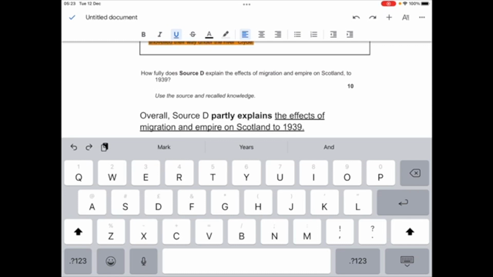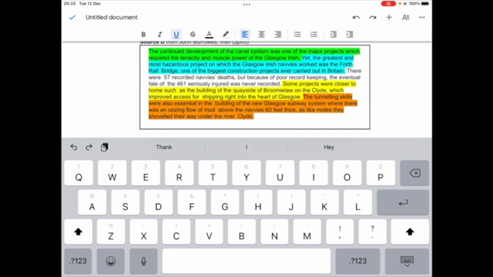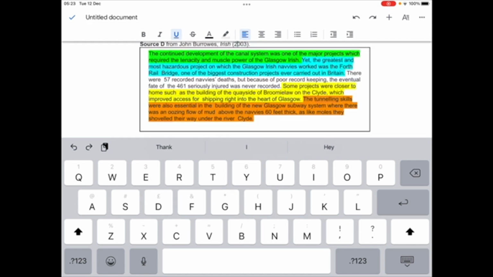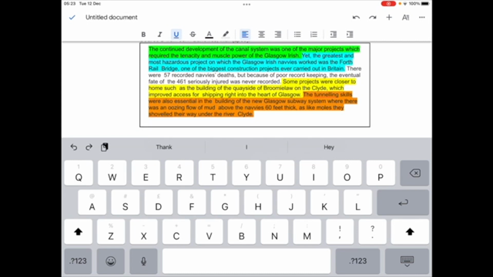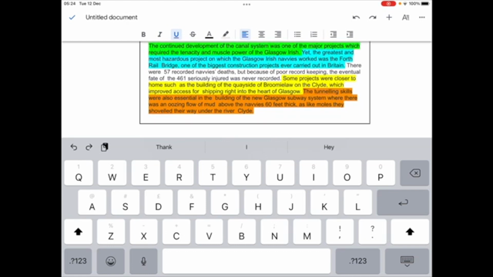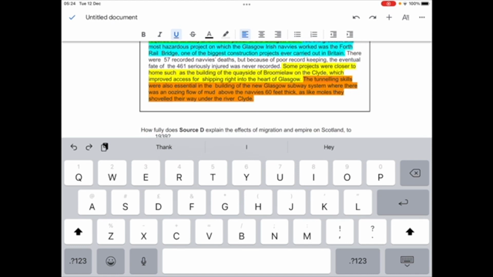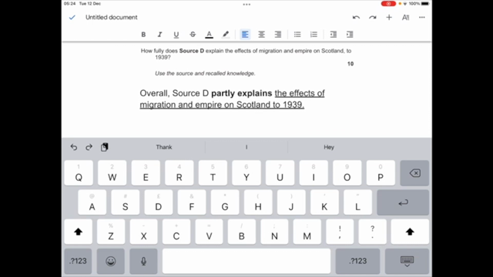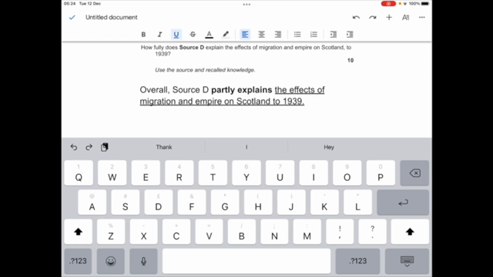So as you can see, I've highlighted points in the source that focus on the impact that migration and empire had on Scotland. So the green one is focusing on the development of the canal system thanks to the Irish, and then the development of the Forth Rail Bridge, which obviously helped to improve transport links for Scottish people. And then of course we've got the development of cities like Glasgow, and the subway system in Glasgow being developed as well. So I'm going to take the sentence that focuses on the canal system.